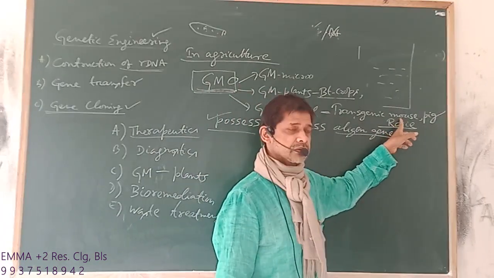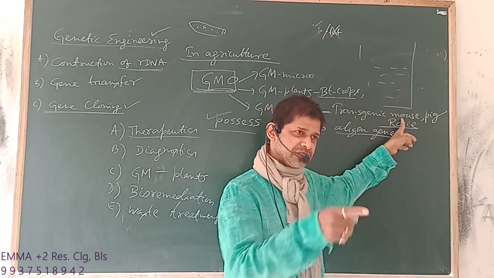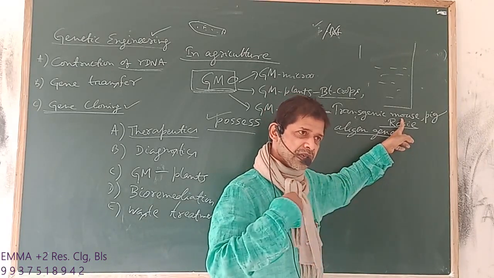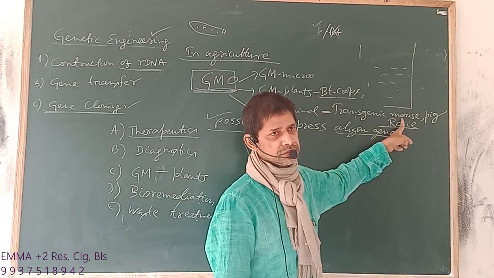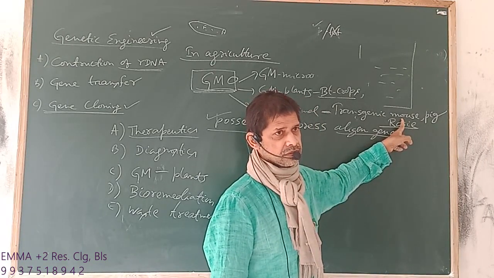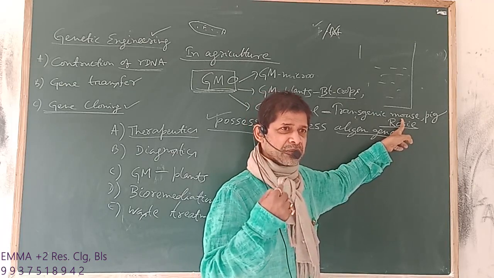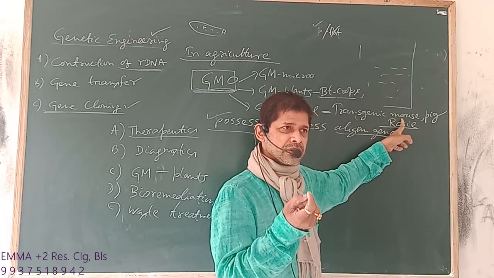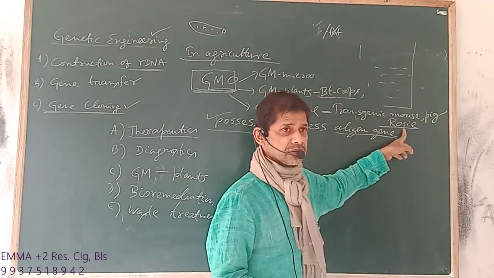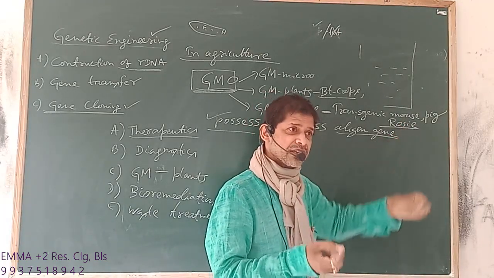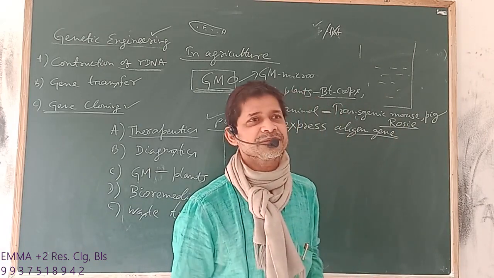Transgenic mouse. Human artificially introduced the human gene into the mouse. Transgenic mouse. Human artificially introduced a milk protein secreting gene into the cow. That's why this cow's milk contains human milk protein.